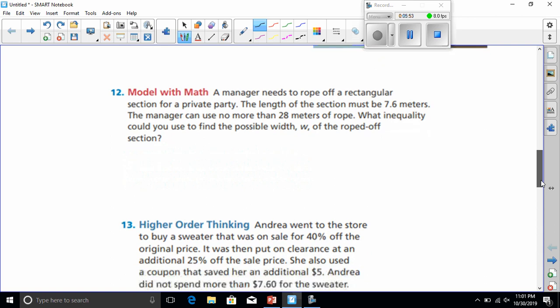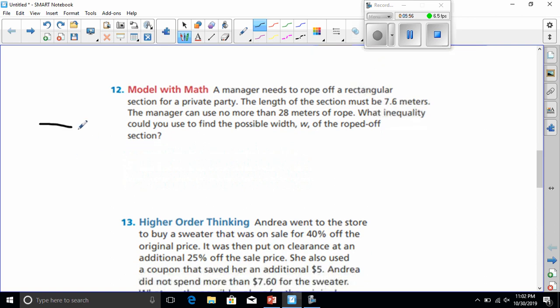Well, they said it's going to be a rectangle, so that's going to be a shape of a rectangle. And they're talking about the length, that's usually the long side. And they said that's 7.6. Well, if this side is 7.6, then this side must be 7.6. And we don't know what the width is, so we'll leave these as W, standing for the width, because whatever this is, this one will be the same.